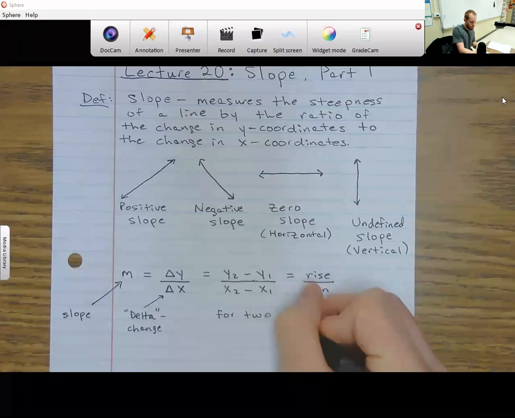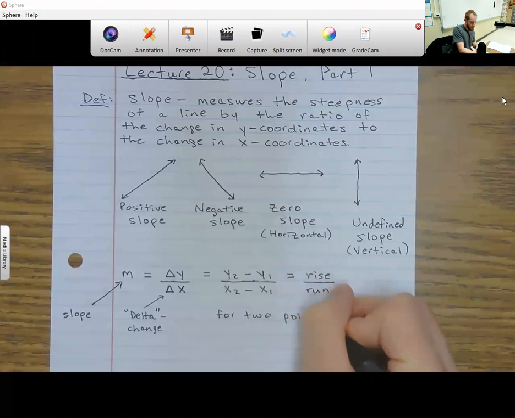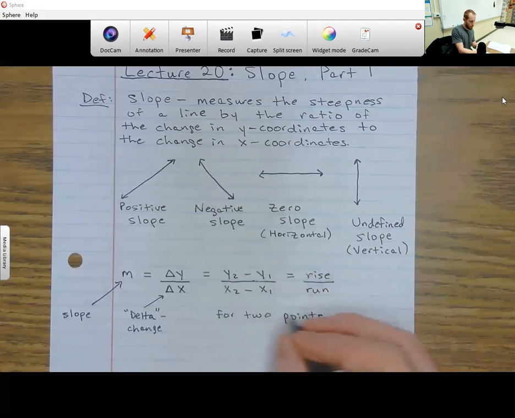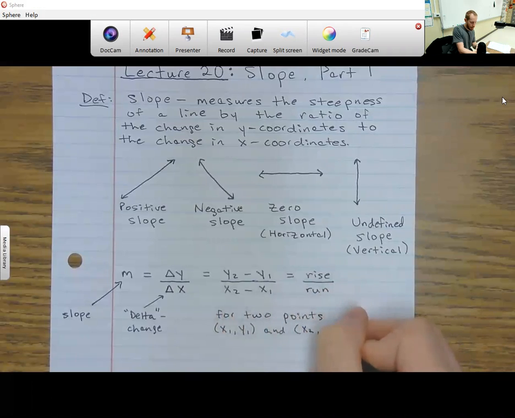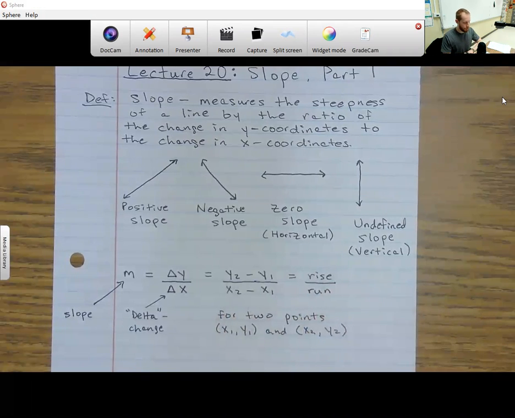And this is going to be for 2 points, x1 comma y1 and x2 comma y2. So if I was to give you 2 points, you could put it in this formula and find out what the slope is. And that's going to be what your first homework is going to be about. Okay?